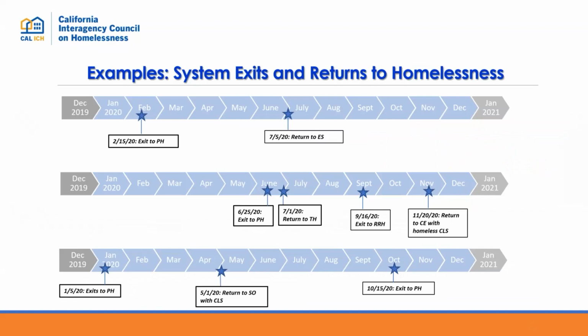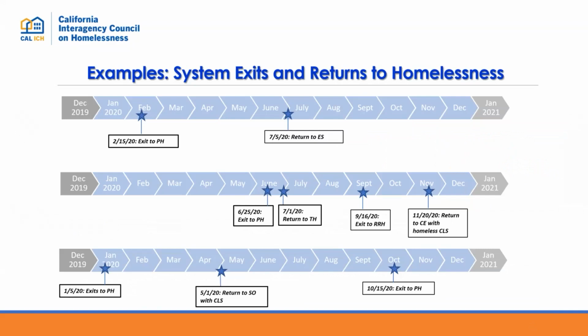This graphic shows examples of 3 different people served by the homelessness system to demonstrate how exits and returns to homelessness are calculated in Measures 3 and 5. The first person is counted in Measure 3. They exited the system to permanent housing on February 15th.